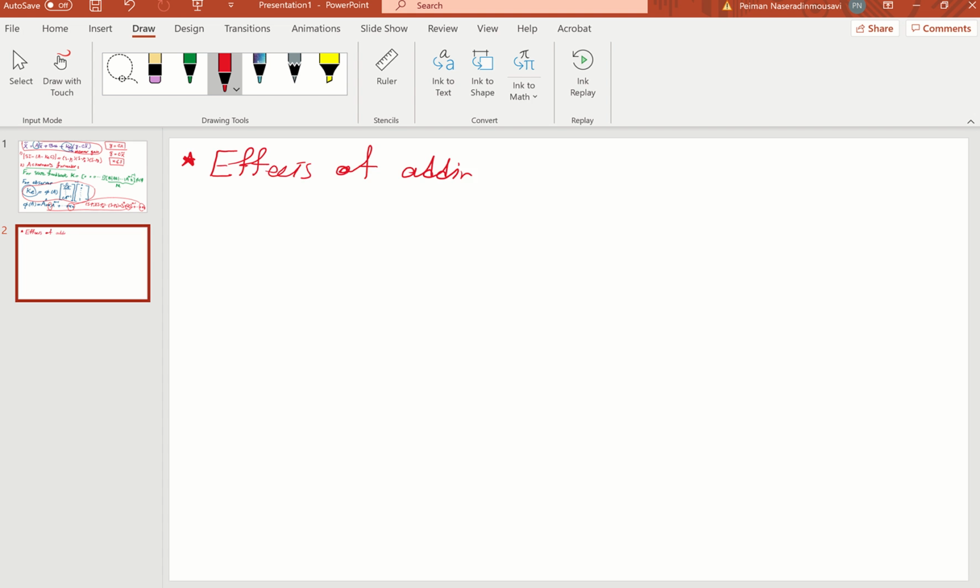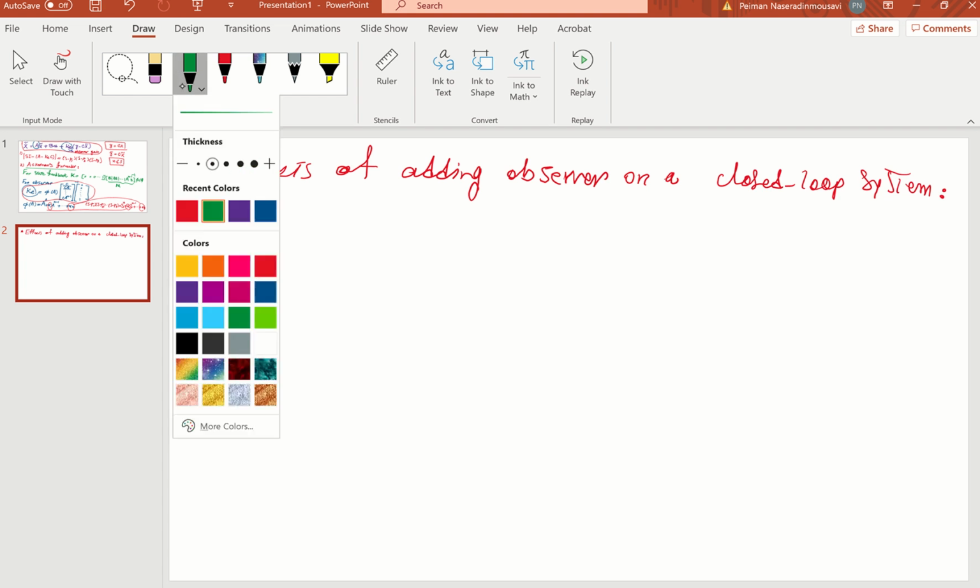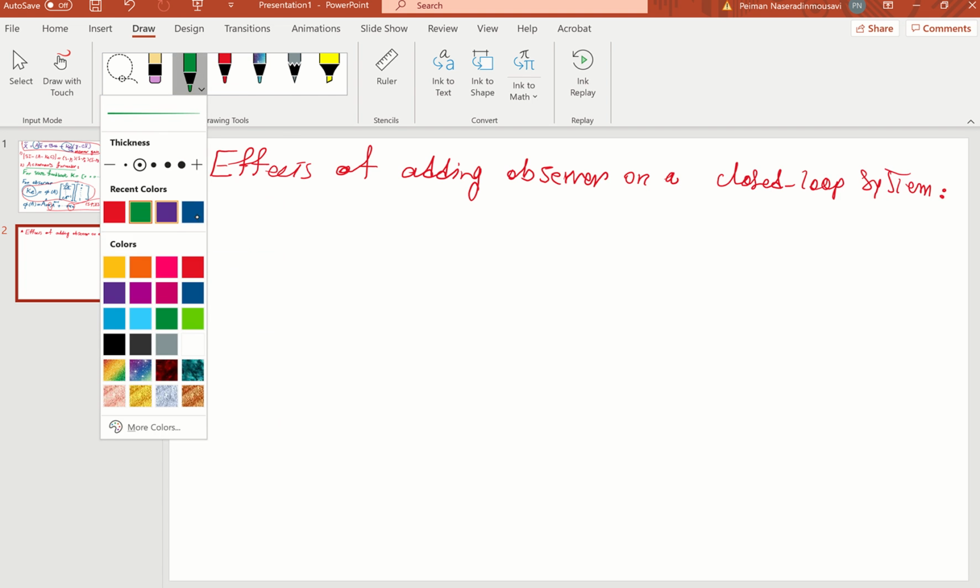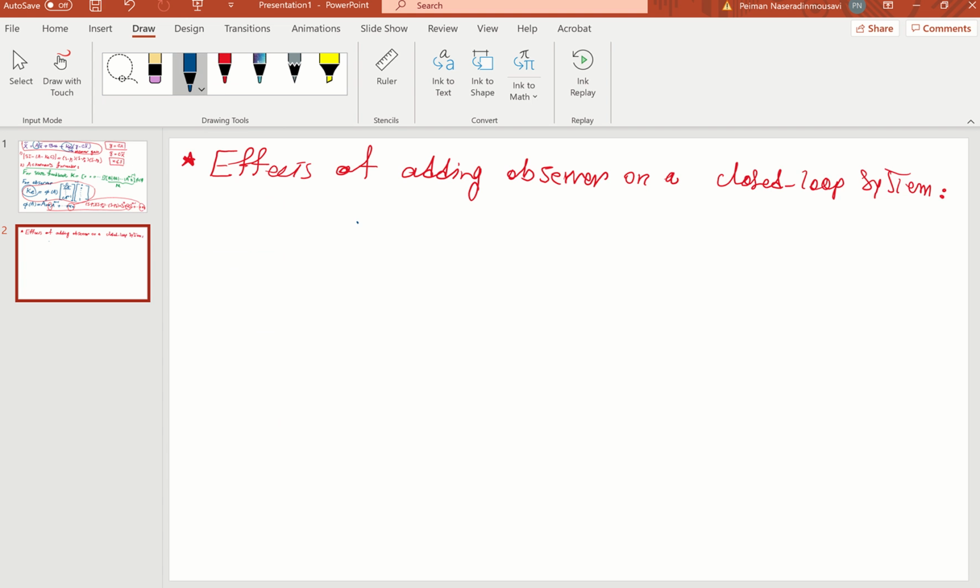adding an observer on a closed loop system. Now I'm going to combine the observer with the state feedback control law. This is the most complete version that you will learn in this class.